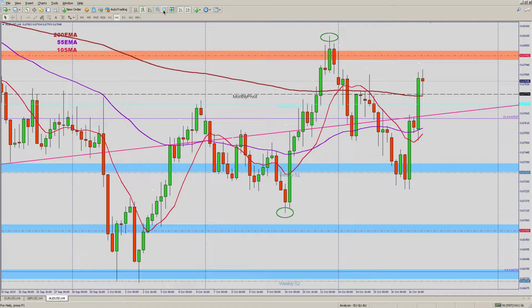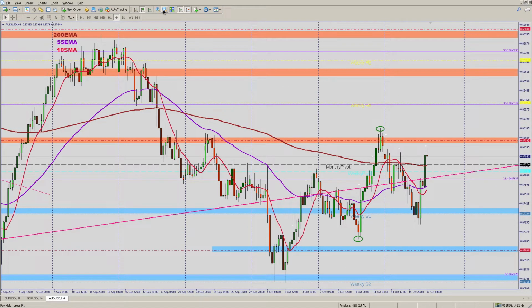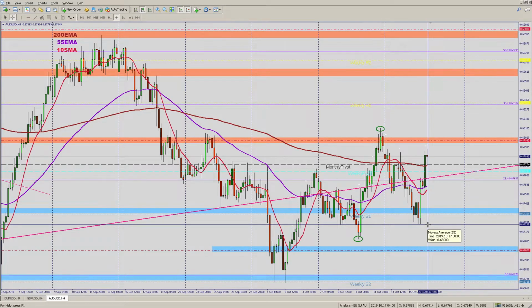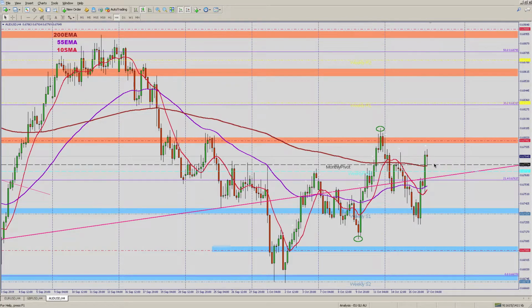On the 4-hour time frame, it dipped below to the 0.6725 area before finding support and climbing back up. And it could attempt to climb up higher as well.